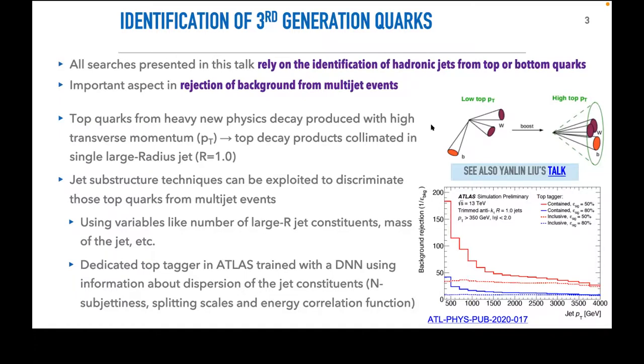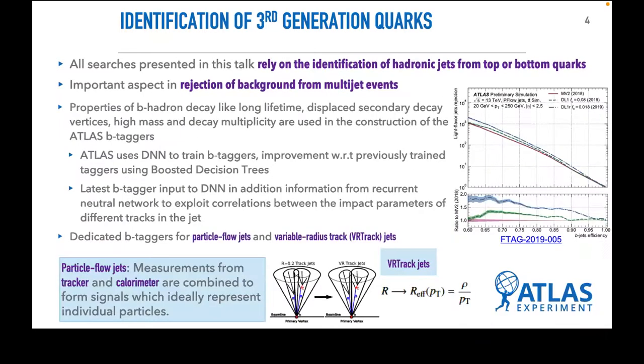So if you go to the next slide, to slide 4. Yes. The same for b quarks, they also have a very distinct signature. They have a long lifetime, so there are displaced secondary vertices in the jet. This and many more properties can be used in the construction of ATLAS b-taggers.